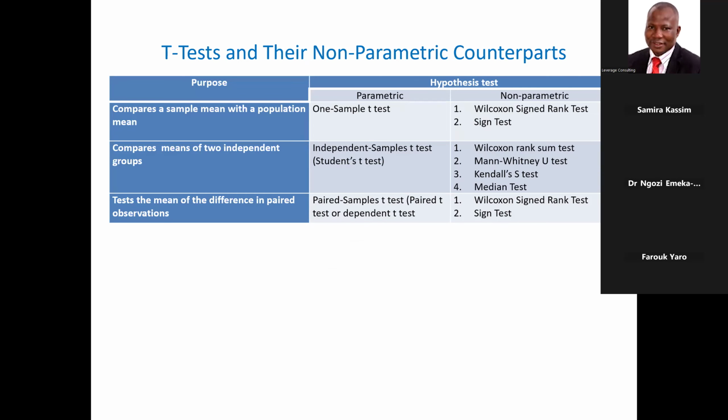Look at this table showing you the scenarios, the t-tests and their non-parametric counterparts, which I've already shown you before. Number one, compare a sample mean with a population mean, the first one we did yesterday. For the one sample t-test, which is a parametric test, the non-parametric counterparts are the Wilcoxon signed rank test or the sign test.